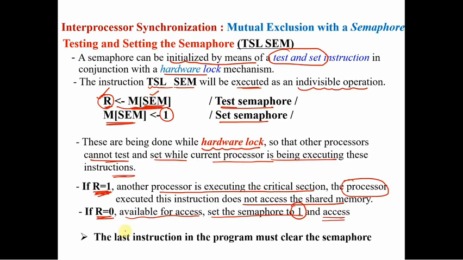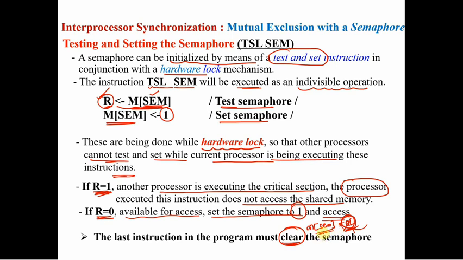Finally, the last instruction in the program must clear the semaphore, meaning M of SEM is set to 0. Why set it to 0? It means the critical section is available for other processors. Any other process requesting the common shared memory can enter the critical section, execute it, and set the semaphore value to 1. So finally it is cleared, so that the next time another process comes, it can execute the critical section.